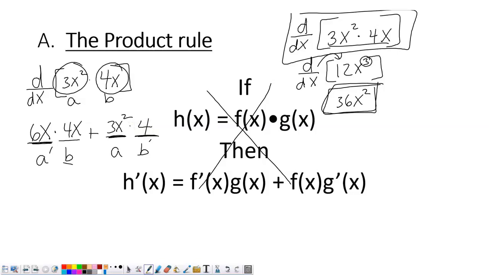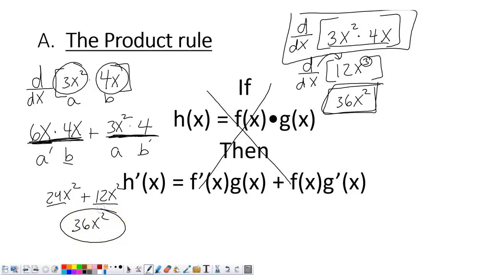Now we're going to simplify this. What is 6x times 4x? That would be 24x squared. What is 3x squared times 4? That would be 12x squared. Now these are like terms, so we can add those together. What's 24 plus 12?